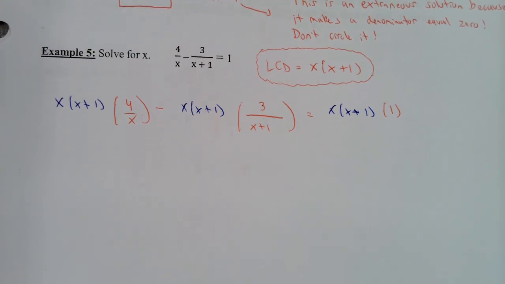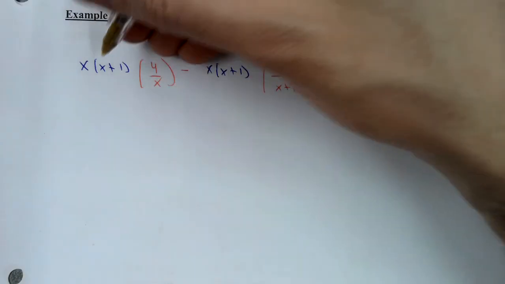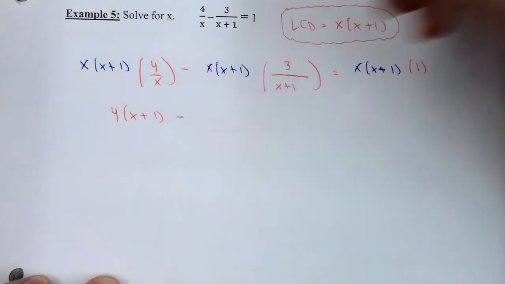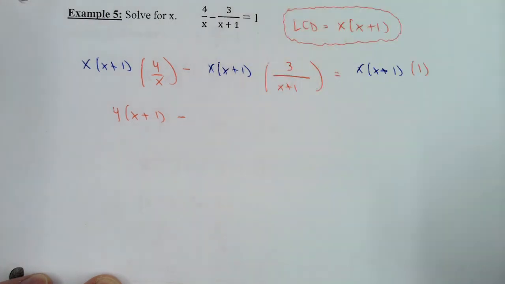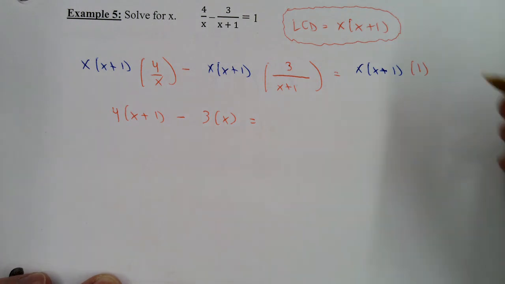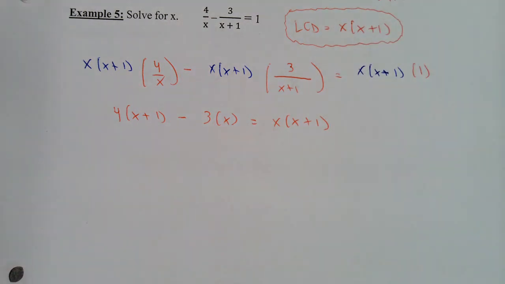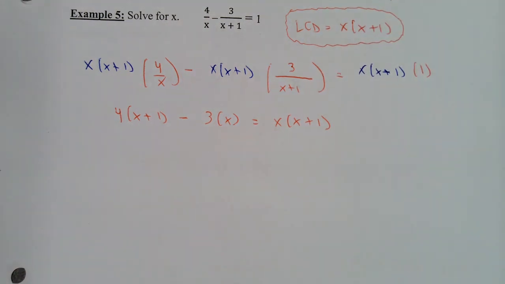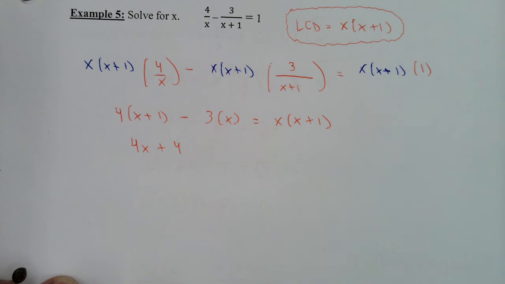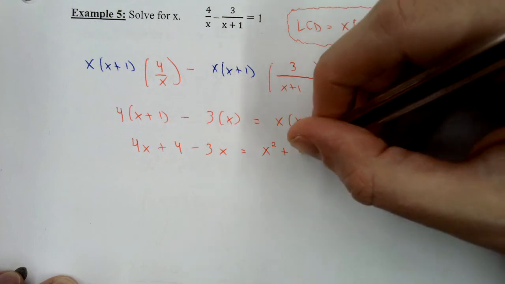Hopefully this eliminates the fractions. That was the point of doing that. So the x's multiply out here, and you're left with 4 times x plus 1. Minus these x plus 1's divide out, and you're left with 3 times x. Equals, you can ignore the 1, x times x plus 1. Okay, let's keep going. Let's solve that for x. Distribute: 4x plus 4 minus 3x equals x squared plus x.